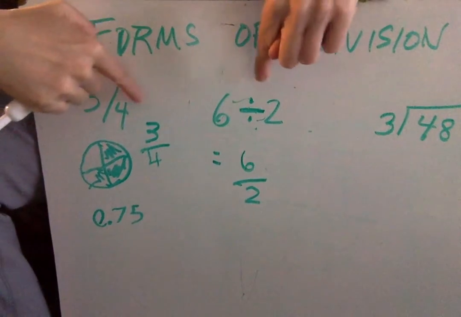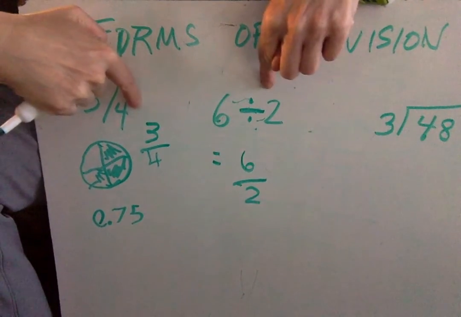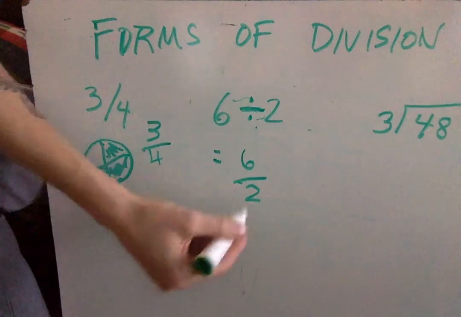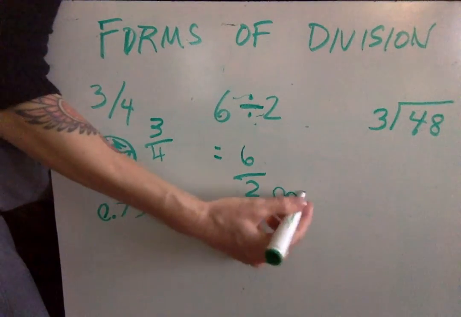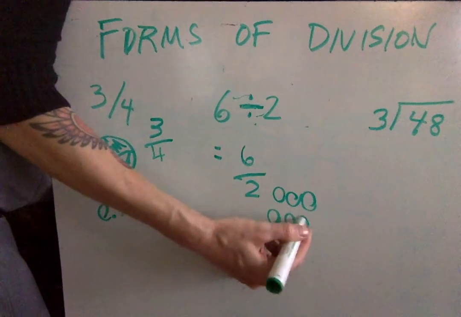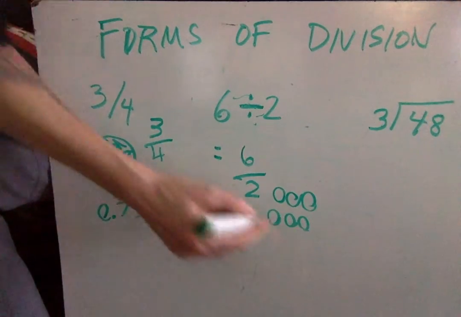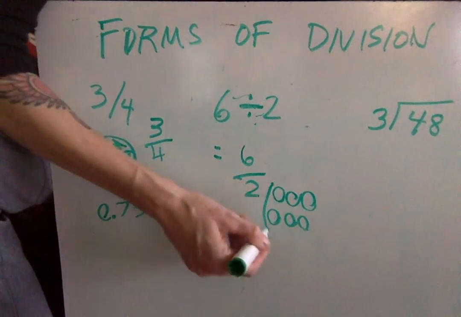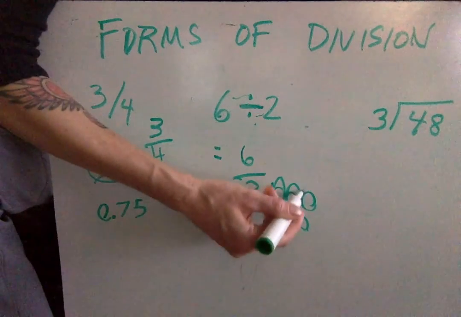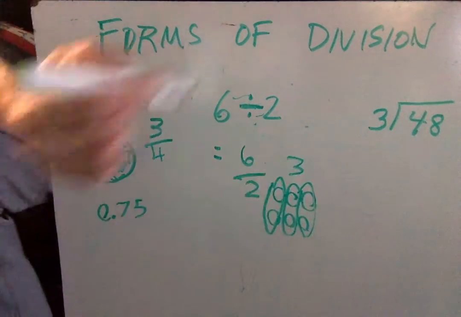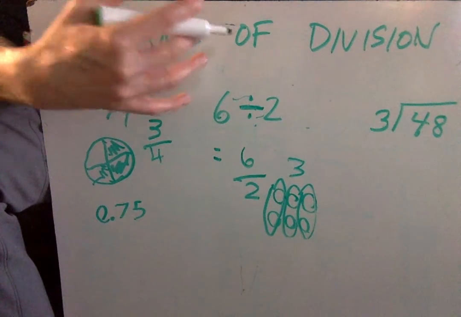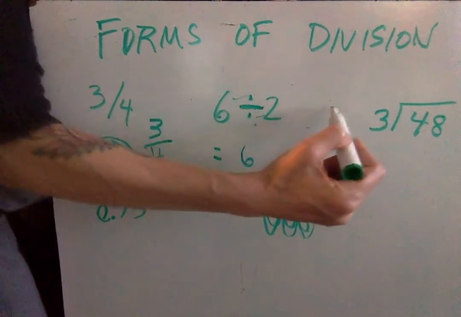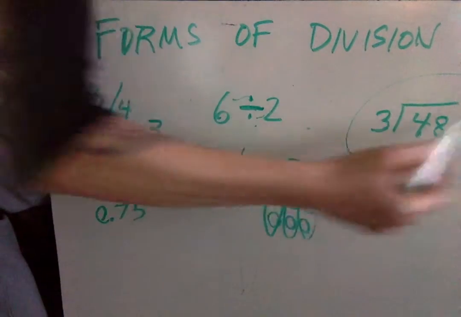Now, these two versions, you can kind of know what this is. You could say, I have 6 things: 1, 2, 3, 4, 5, 6, and I'm going to batch them in 2s. 1, 2, 3, and I get 3. Okay? That's how you could think of dividing that up. But the grand poobah of how we try to divide is this version.